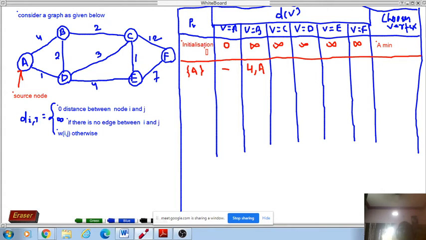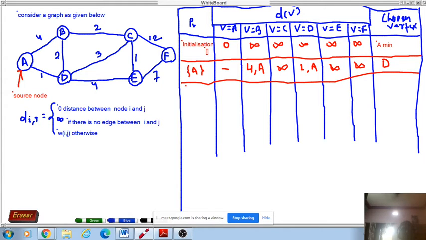So the distance from A to D is 1. You put 1 in the D column, from A. Others remain as usual, so this path becomes infinity, and this path also becomes infinity. Among these, which is the minimum? This is 4, and this is 1. So which vertex is the minimum? This is the minimum. So I will traverse to D as the chosen vertex. I am choosing the vertex D. Understanding? It's clear or not? It's clear.